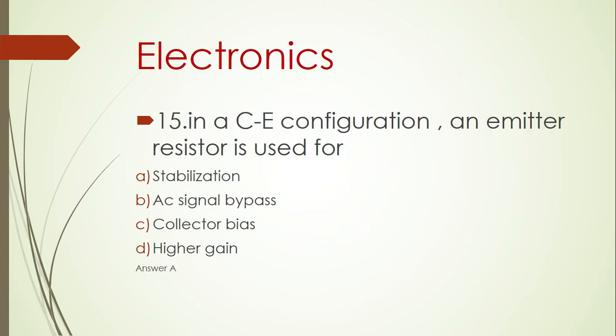In a CE configuration, an emitter resistor is used for A, stabilization, B, AC signal bypass, C, collector bias, and D, higher gain. Option A, stabilization, is the correct answer. Now let's move to another MCQ.